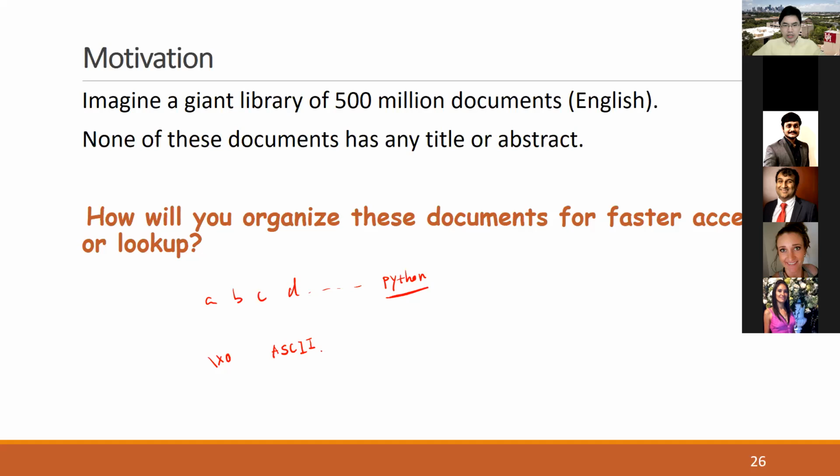Maybe the easiest way is to just count the number of times Python is mentioned in each of the documents and return those documents that mention Python at least once. This may be the dumbest idea, but it still works. Yeah, any ideas?